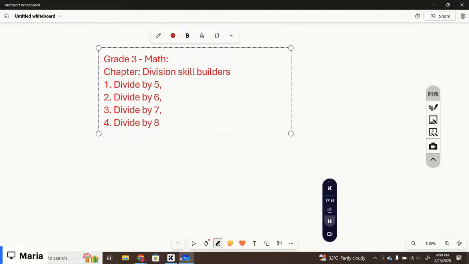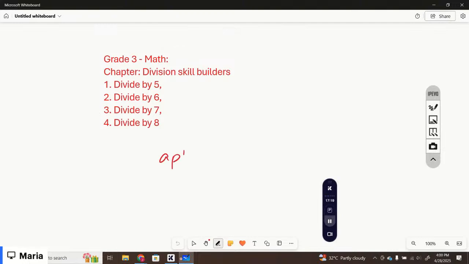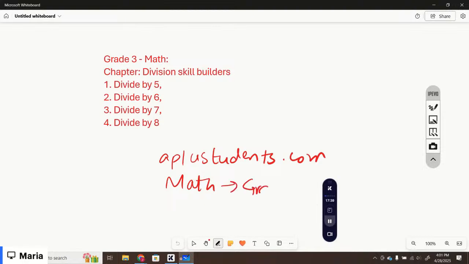You can find all the lessons on aplusstudents.com. You have to log in there using your email address and password as provided by the administrator. Then you have to select math from the subject tab. Scroll down to grade 3 math and then click on view all lessons. There you can find the list of the chapters.